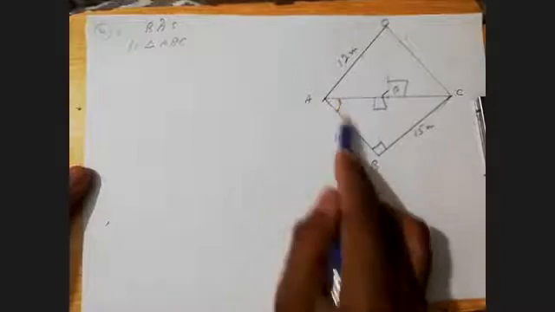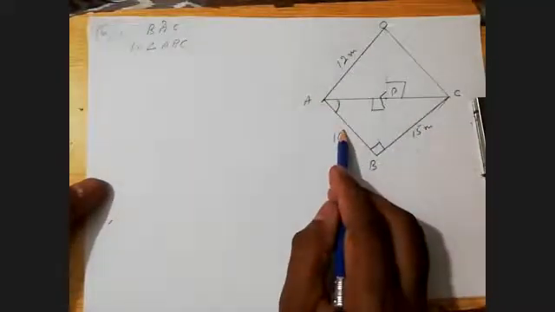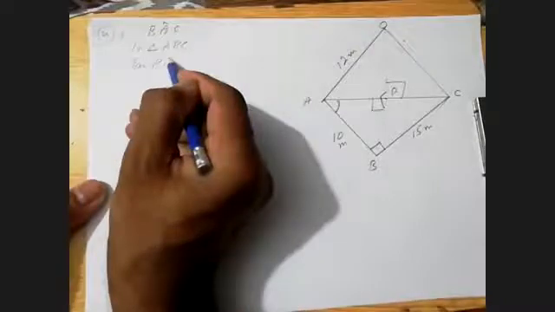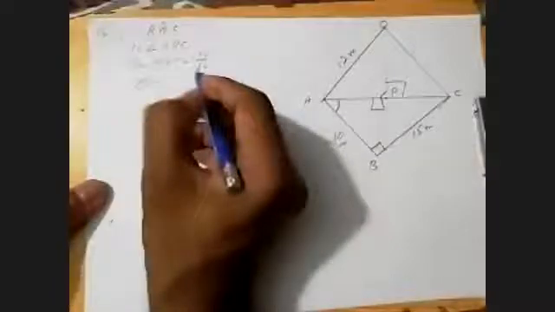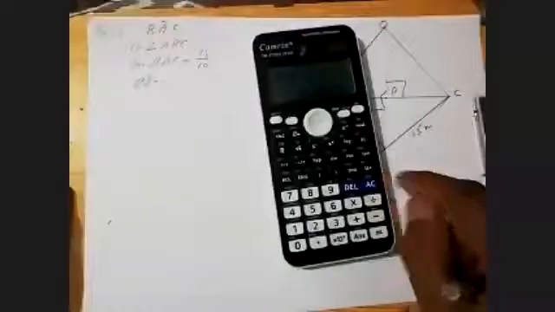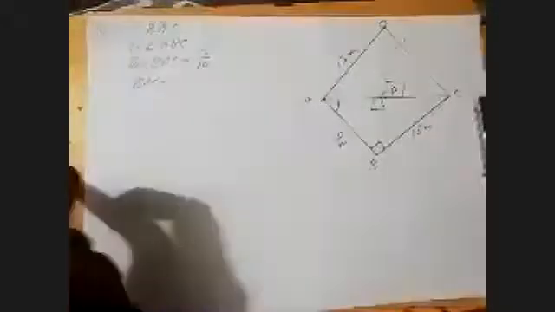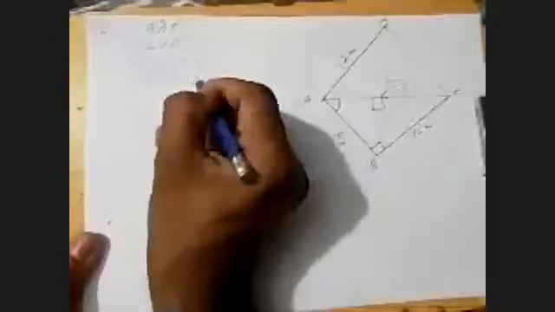In triangle ABC, because ABC is a right angle triangle, BAC angle is required. This is perpendicular and this is base, so you can directly apply tangent. Tangent BAC is equal to perpendicular 15 over 10. So BAC is equal to inverse tangent, 56.3. Okay, thank you. 56.3 degree. So I have done the first part.